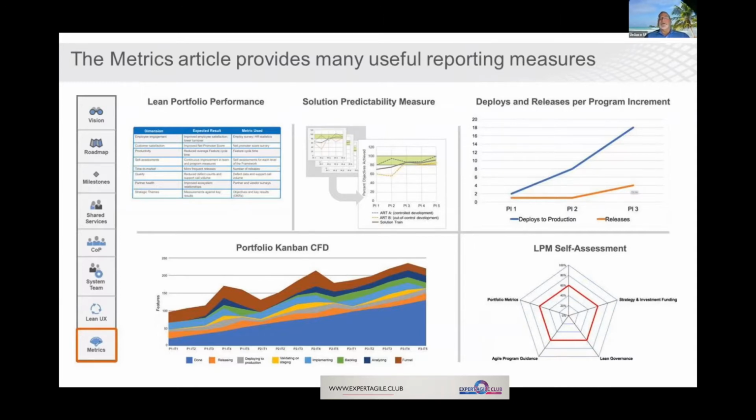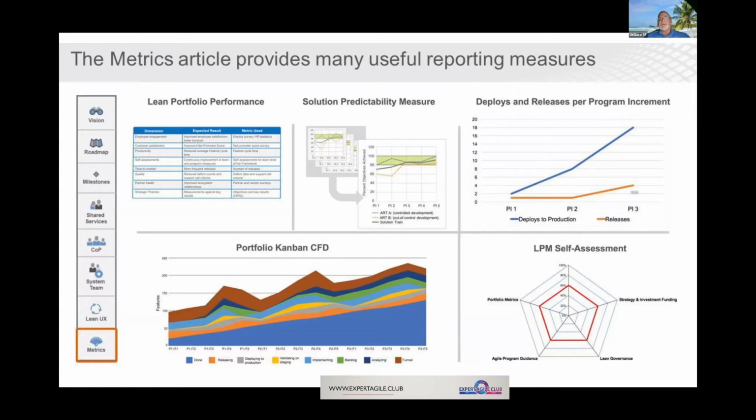And then we can take a look at deploys and releases per program increment. Like I said, the more frequently we can release, the better. And then we can look at the cumulative flow diagram. How smooth are the different states? Are we running into bottlenecks?